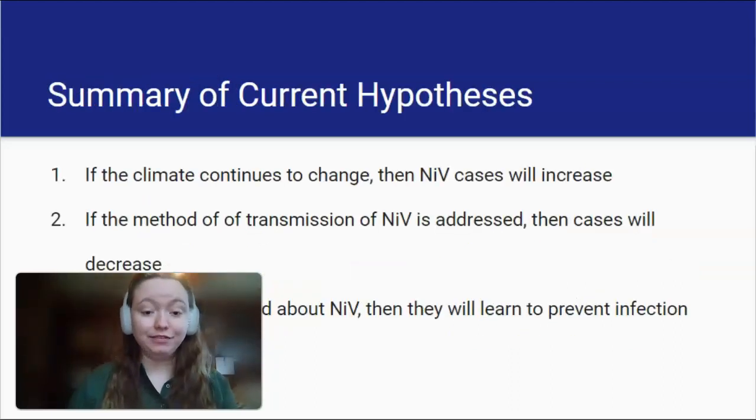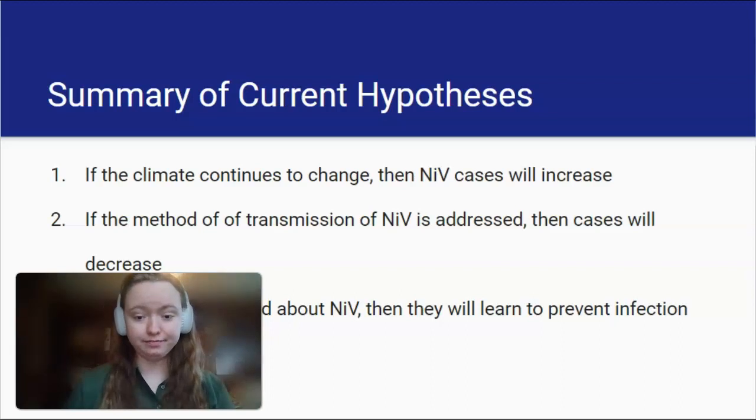After researching NIV, there are 3 hypotheses that can be concluded. First, if the climate continues to change, then NIV cases will increase. NIV needs to survive in a suitable host, whether it is in pigs, dogs, bats, horses, or date fruits. If the Earth's temperature continues to rise as projected, the habitat for these hosts will expand. This will increase the chances of NIV spreading to other countries.